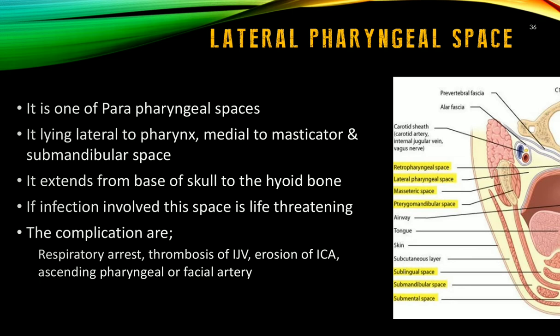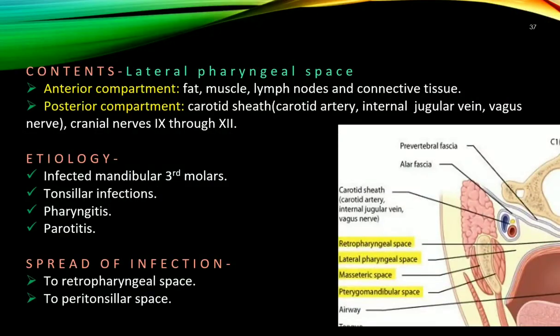It is present according to the picture. It is present just lateral to the pharynx. And the important structures there are the carotid artery and internal jugular vein, where if the infection seeps, it can cause erosion of these major vessels.